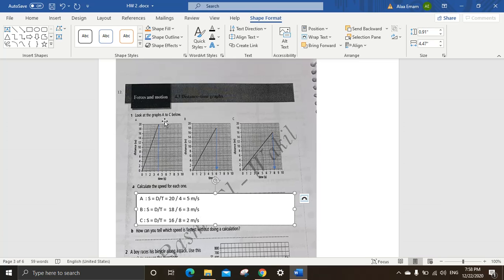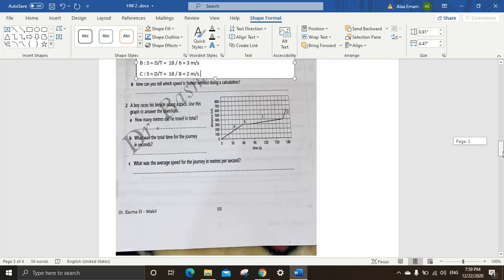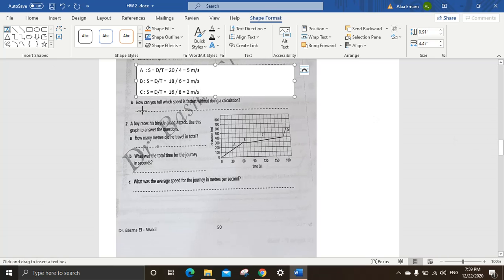So obviously it's A, right? Because A is the steeper. Steeper means it has the bigger angle between the line itself and the x-axis. And the steeper the line, the faster the speed on it. So how can you tell? From the steepness of the line. The more the steepness, the more the speed, or the faster.